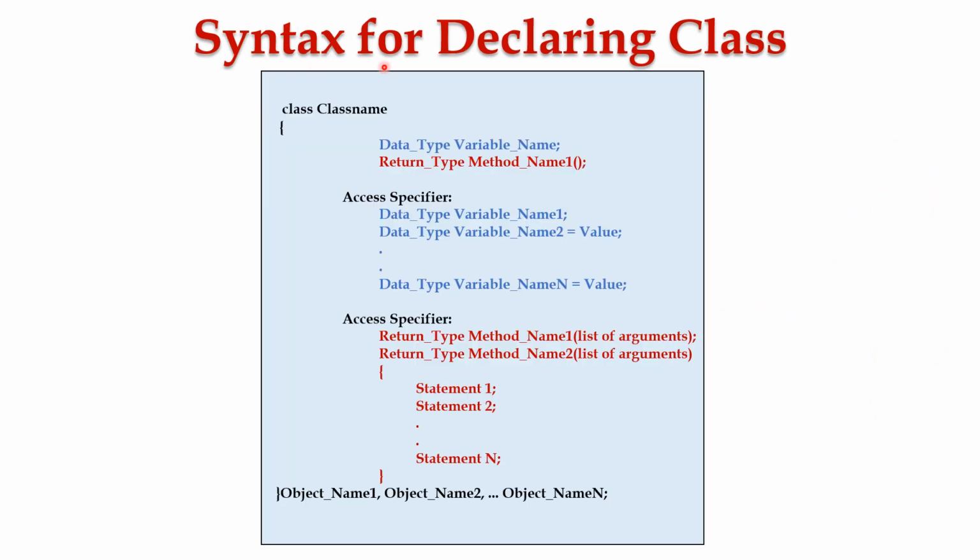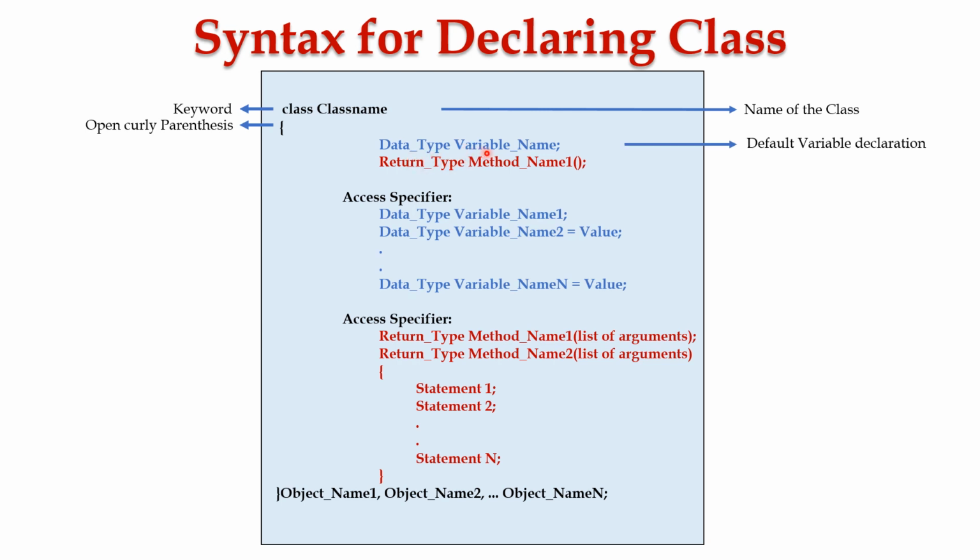Now let's learn syntax for declaring the class. Class, class name. Class is a keyword. Class name is the name of the class, followed by open curly parenthesis. Without access specifier, we can declare variables and methods in the class. They have default access specifier. The default access specifier is private. The private variables and the methods which are declared in the class can be accessed within the class alone. They cannot be accessed outside the class.